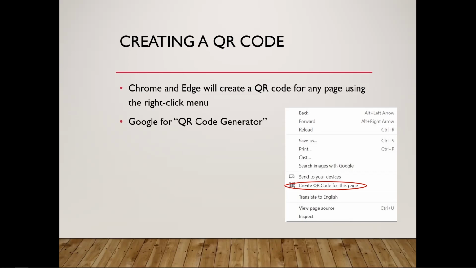I know that the current version of Firefox does not. I don't know if other browsers like Opera will do that or not, but it's quick and easy from many web browsers. Or you can Google for a QR code generator. That's how I was able to create the email QR code. I had to go looking and find one that would support that. So those are free and easy, and they're out there. They just take a little more work than right-clicking on a web page.